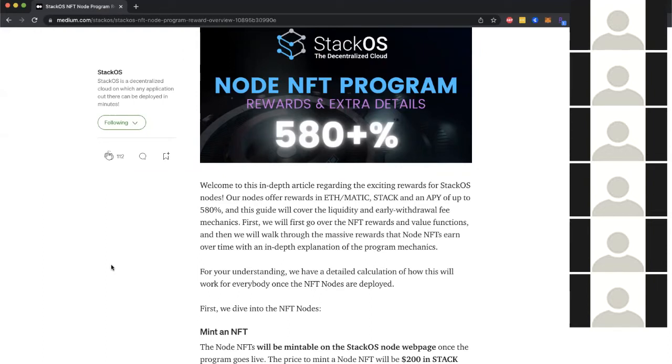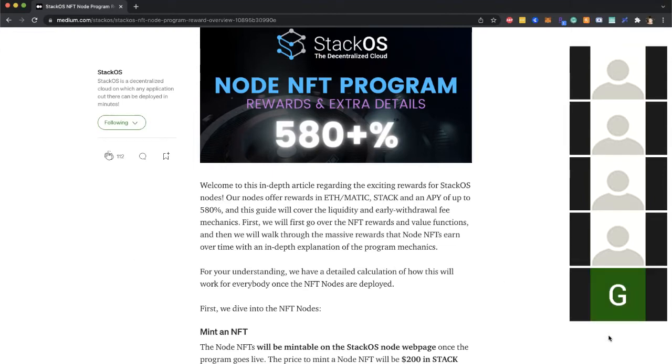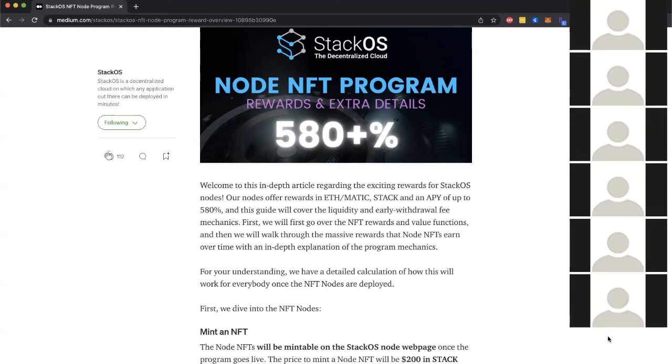Hi, Vishnu. I've got a question. Of course. So as you know, there are many nodes-as-a-service protocols. What would be the difference between you guys and, for example, StrongBlock?